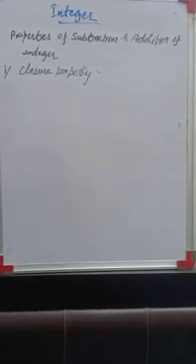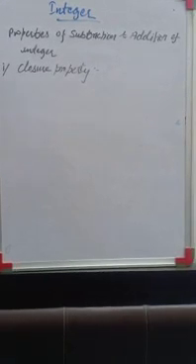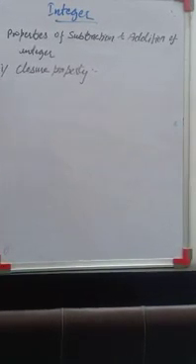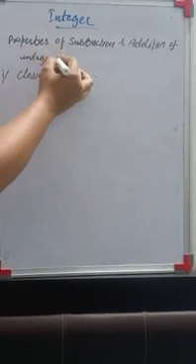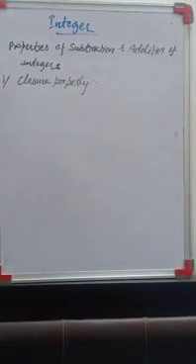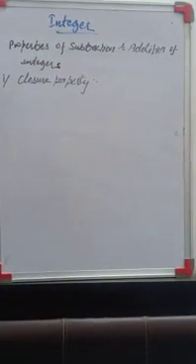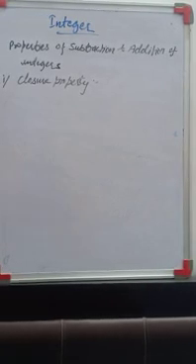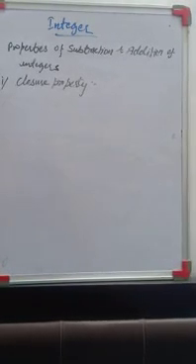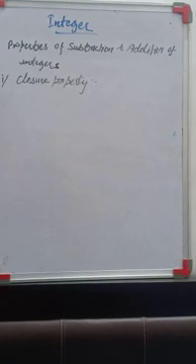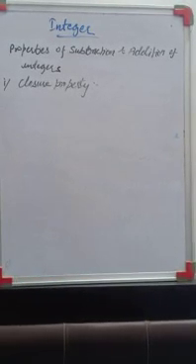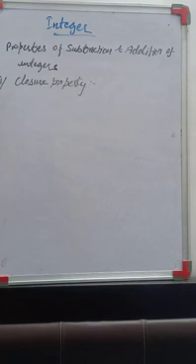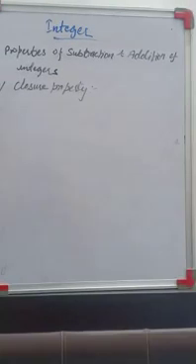So next are the properties of subtraction and addition of integers. We have learned what integers are and how to add or subtract. Now what are the properties? The first property for addition and subtraction is the closure property. The closure property states that whether you are adding two integers or subtracting two integers, the answer will always be an integer.